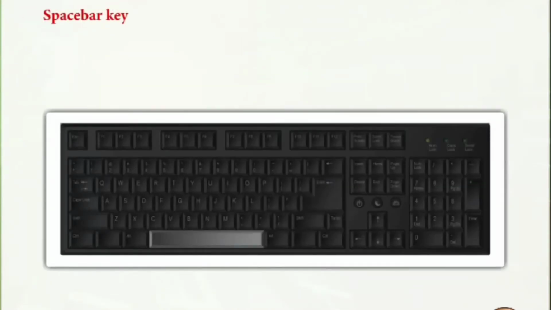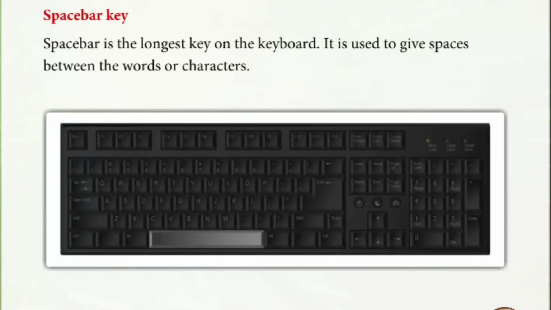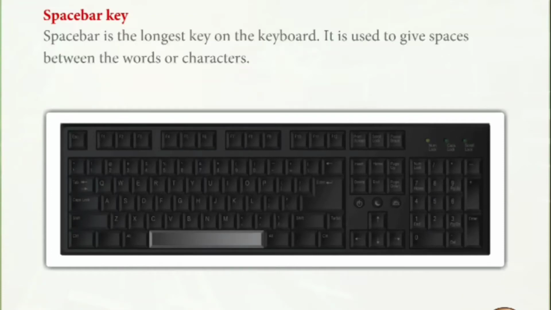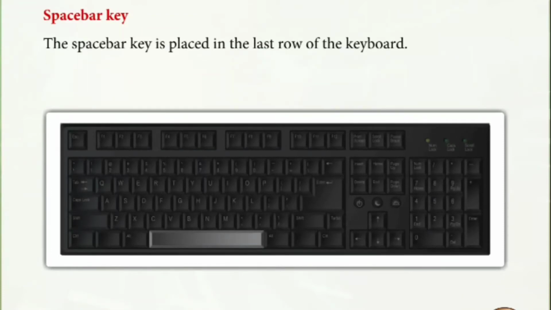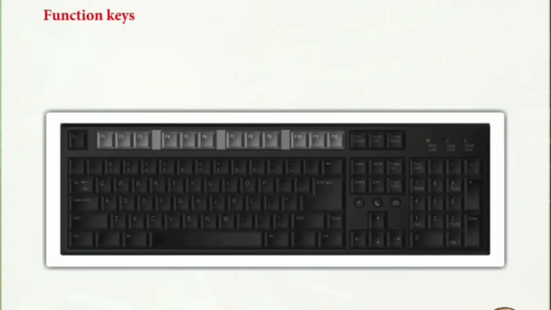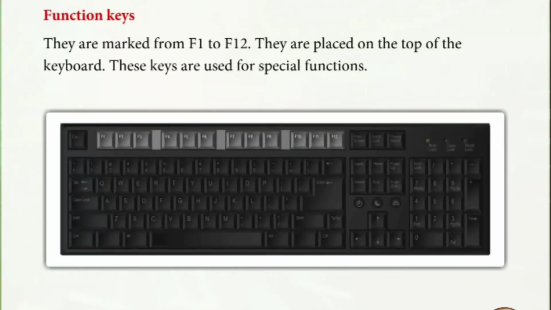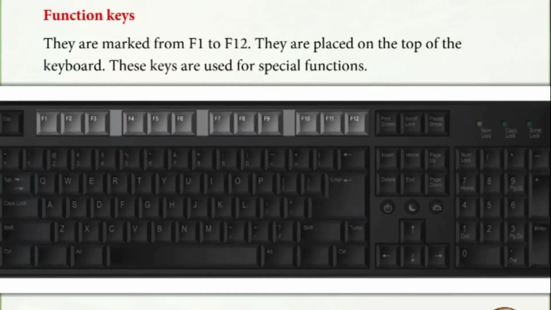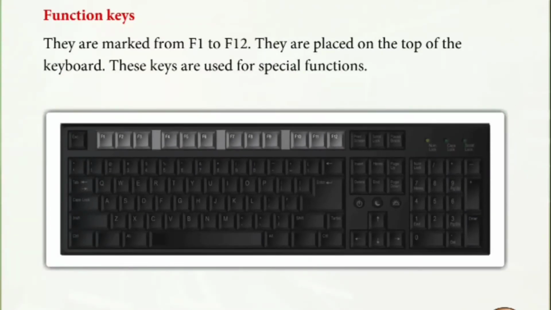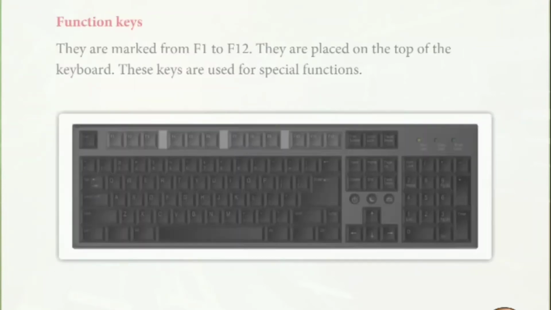Spacebar key. Spacebar is the longest key on the keyboard. It is used to give spaces between the words or characters. The spacebar key is placed in the last row of the keyboard. Function keys. They are marked from F1 to F12. They are placed on the top of the keyboard. These keys are used for special functions.